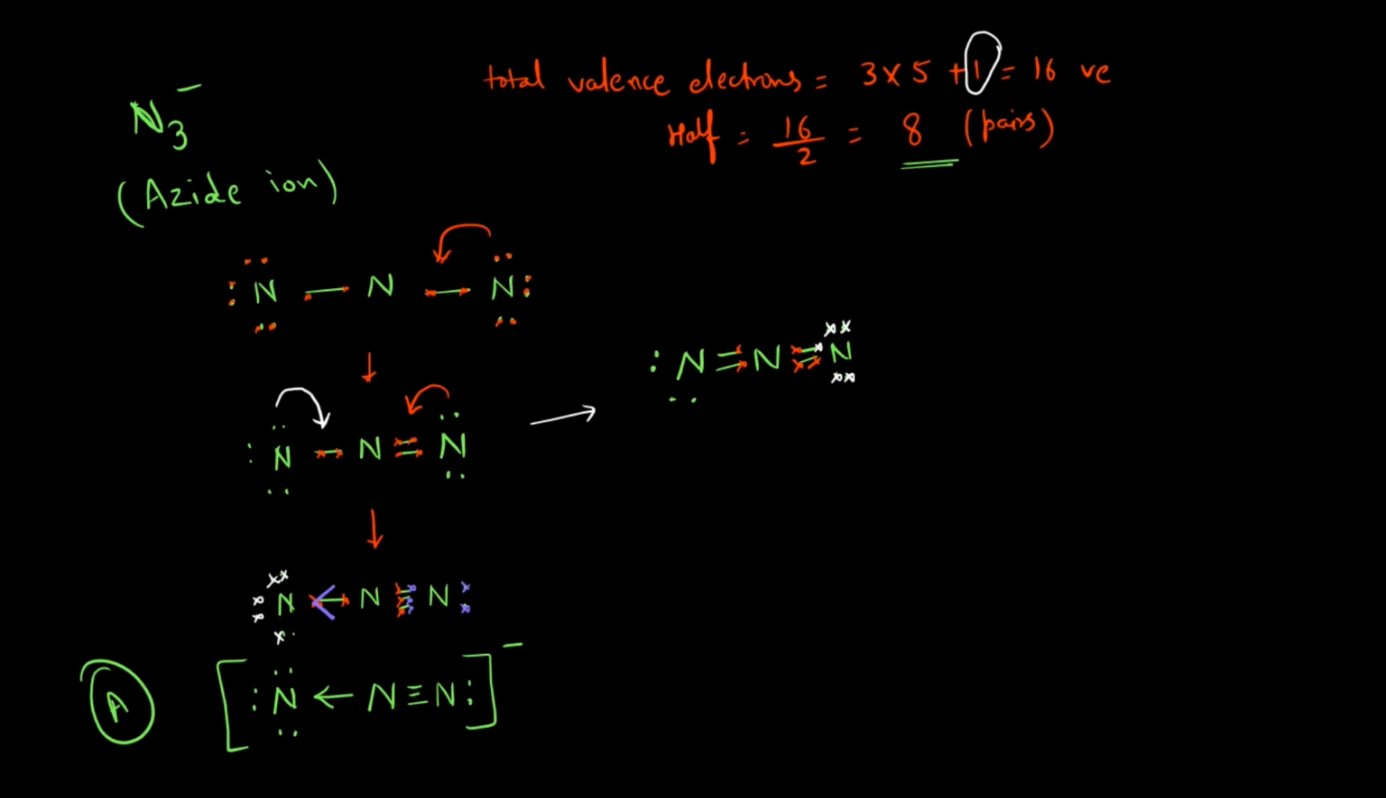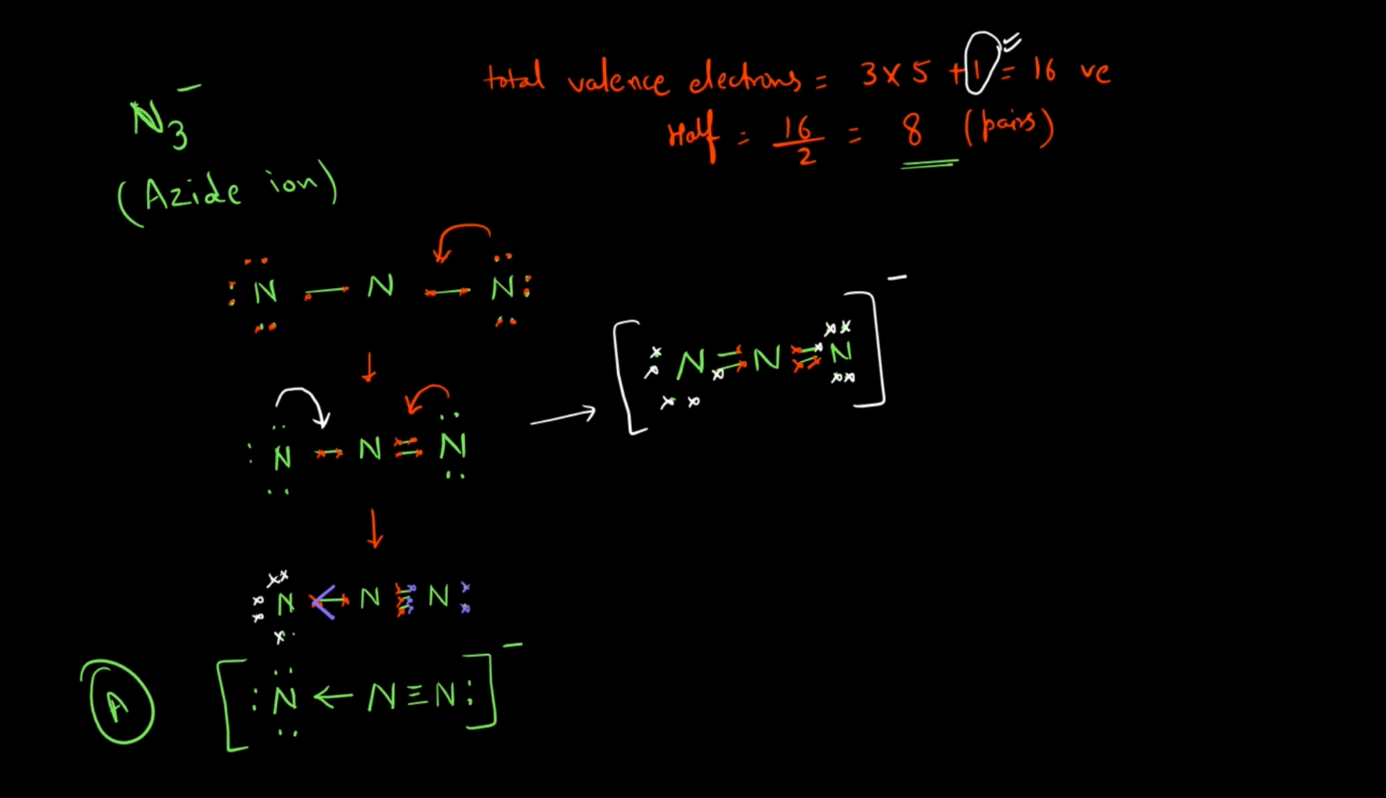Now let us find the valence electrons of the other nitrogen. 1, 2, 3, 4, 5. So we have one extra electron here. That extra electron is there because we added one extra electron due to the negative charge. So this is our Lewis structure, and we have one dative bond.